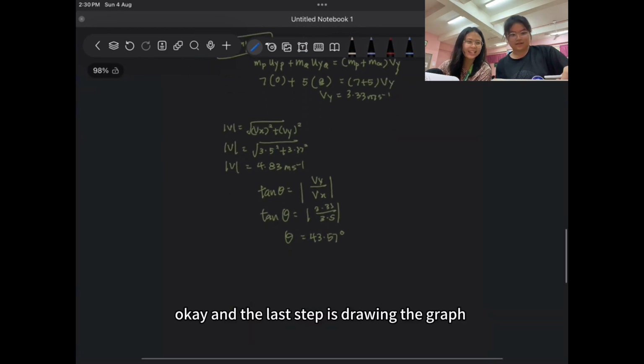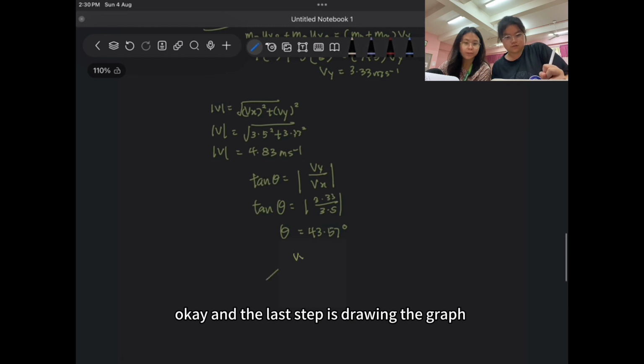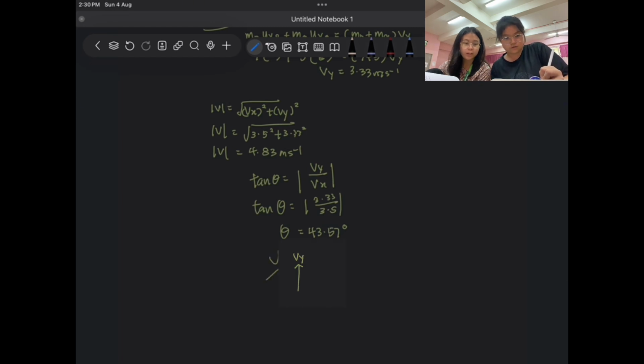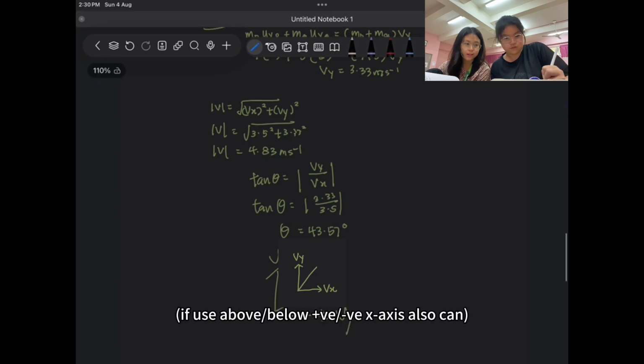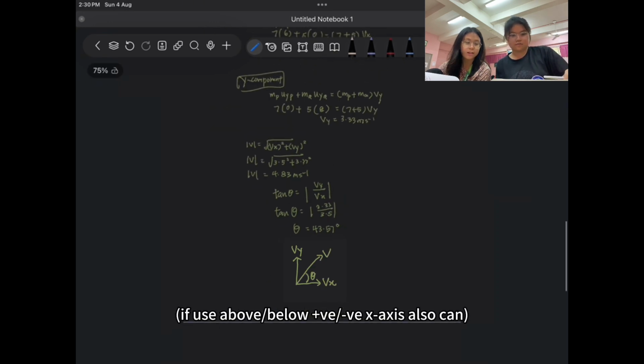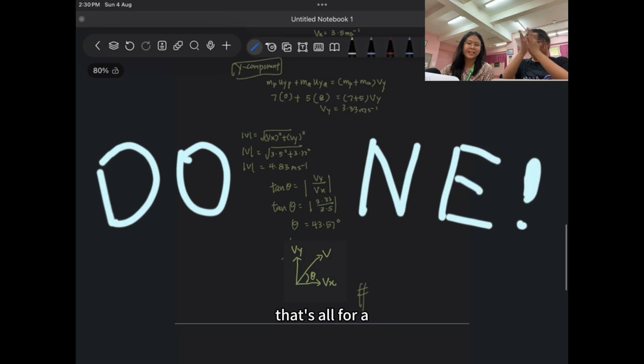The last step is drawing the graph of Vx and Vy to show which quadrant they are in. Okay, done. That's all for A.